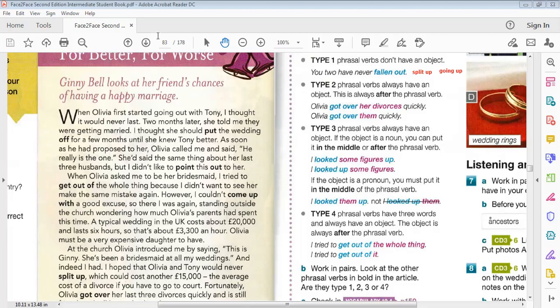If the object is a pronoun, you must put it in the middle of the phrasal verb. The middle.